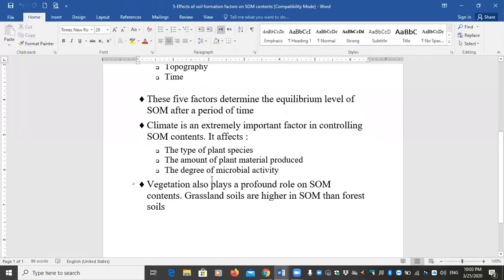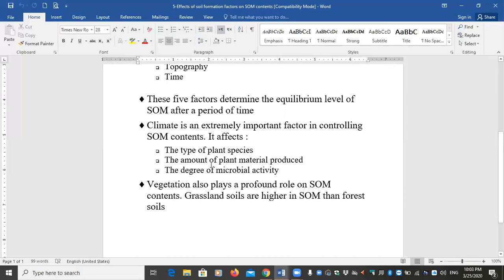And then the degree of microbial activity. To have organic matter produced in the soil, you need plant material. That's the material from which soil organic matter is formed. And how much depends on the amount of rainfall and the temperature of the region we are talking about. But at the same time, you have to have very high activity of microorganisms, because they are the ones that decompose the organic material, the plant material.